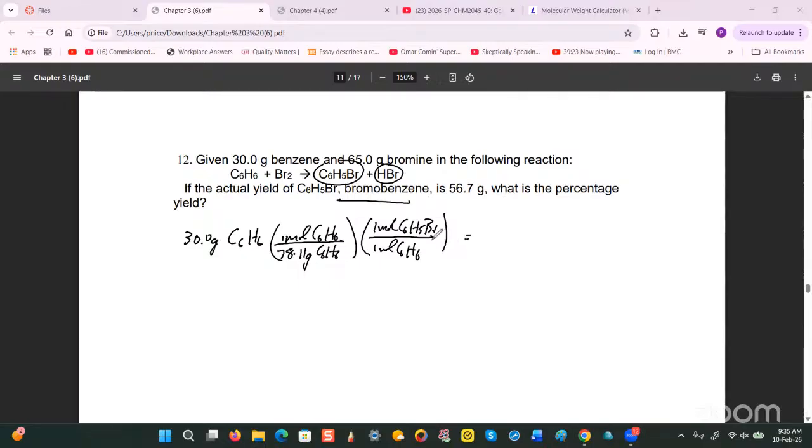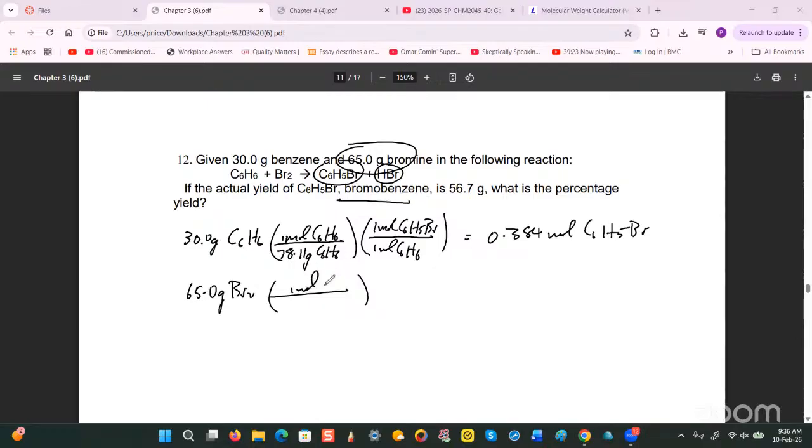So let me get my calculator here. So that will be 30.0 divided by 78.11 times 1. And please correct me if I'm wrong, but I got 0.384 moles of C6H5Br, all right? And then I do a similar calculation, but this time start off with the 65.0 grams of bromine.